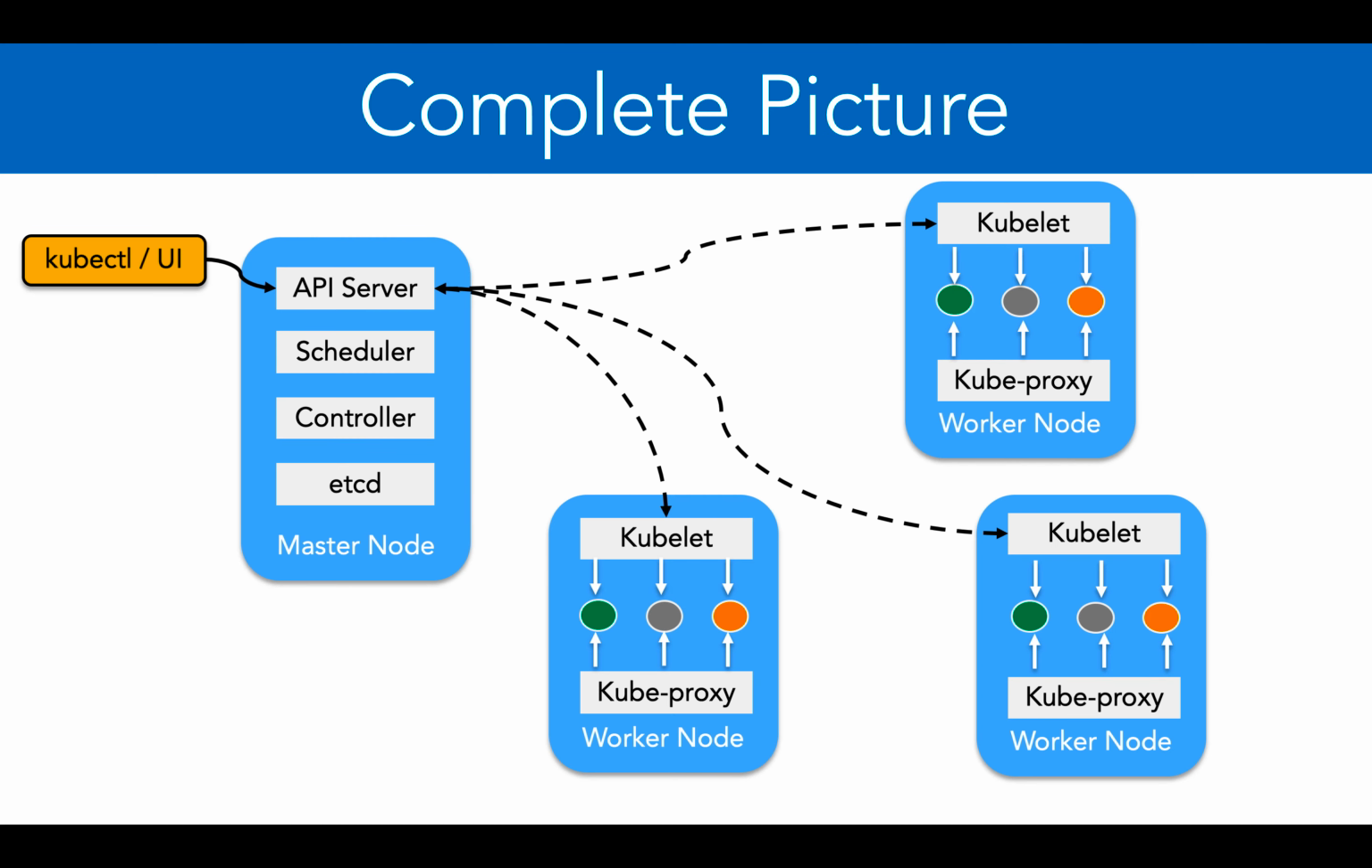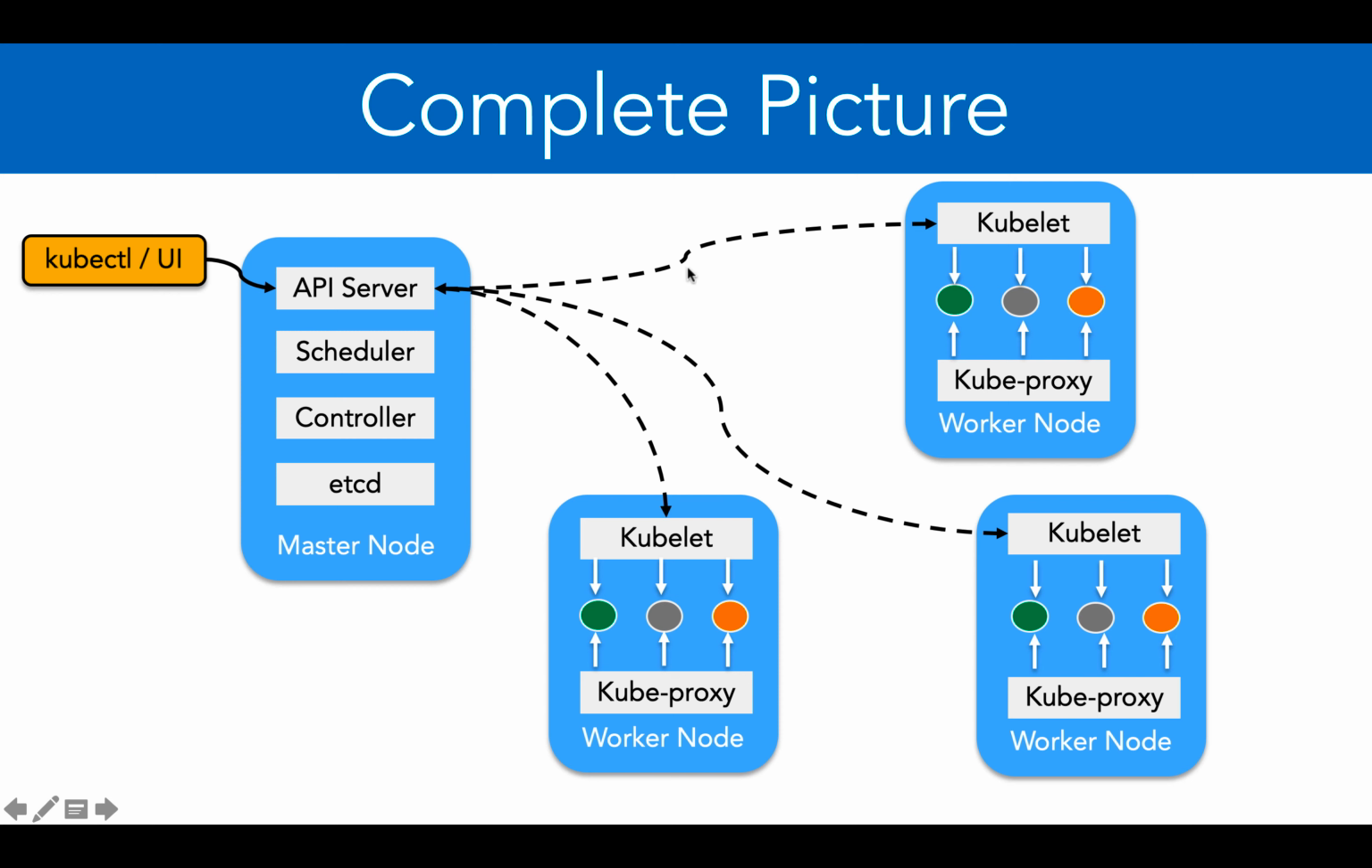Now let's see how all these things fit together using a complete picture. So we have the master node. The master node has four components: API server, scheduler, controller, and etcd. The kubectl or the UI, which are used by the developers, administrators, or DevOps people to communicate with the Kubernetes cluster, can only communicate with the API server. From the outside world, we cannot talk to the scheduler, controller, or etcd.